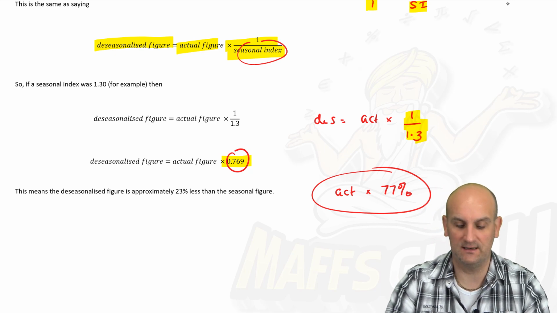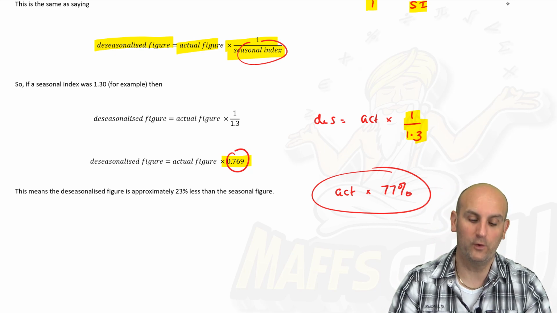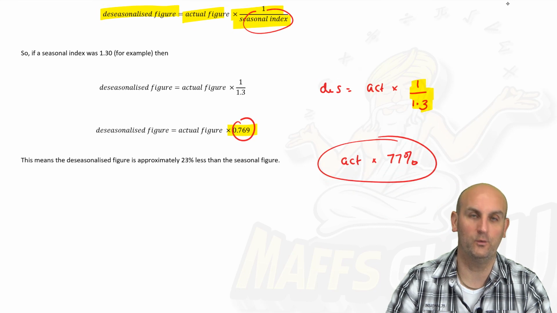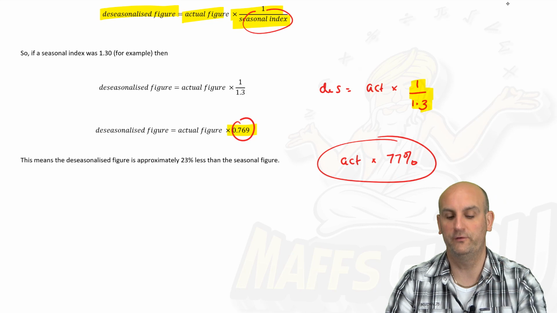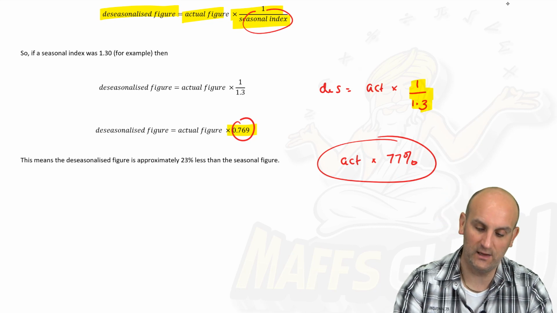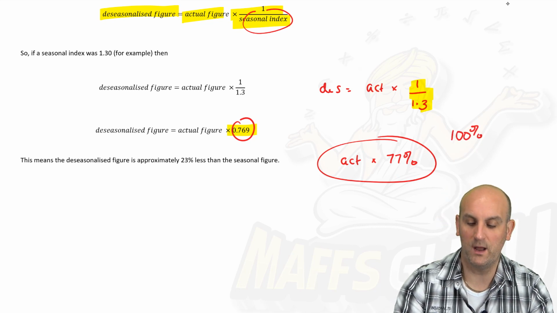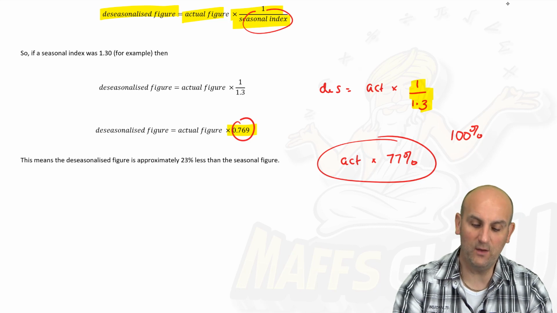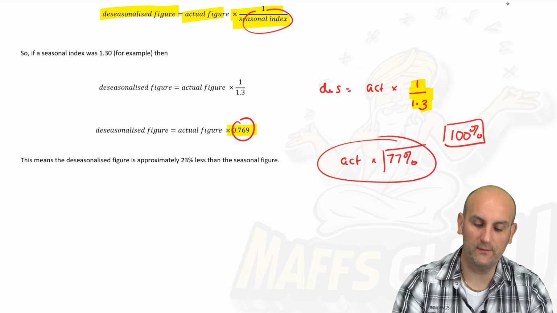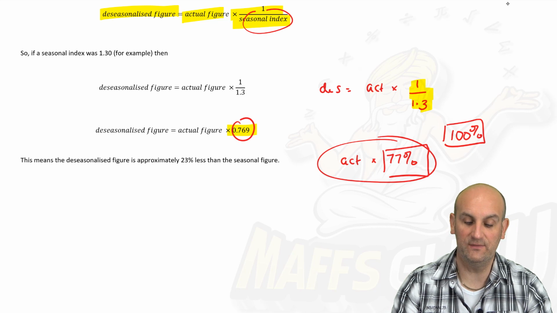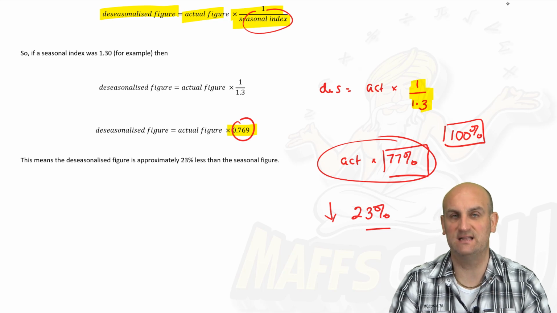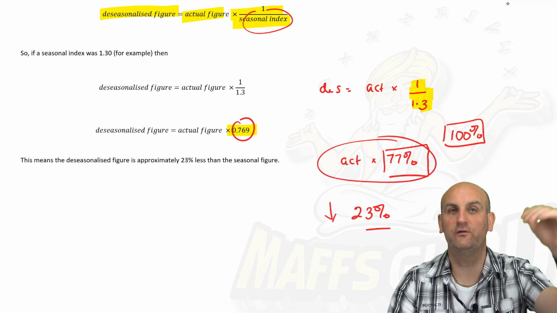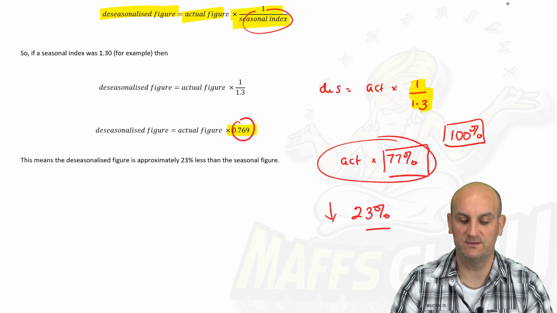So what does that mean? The question is unlikely to ask you what percentage; it'll ask you what percentage increase or decrease it is. And again, going back to the beginning of this video, we always reference this to 100%. So I start with 100%, I'm going down to 77%, and in this situation, we would say there was a decrease by 23%. So to deseasonalize that figure, I would need to reduce it by roughly 23%.